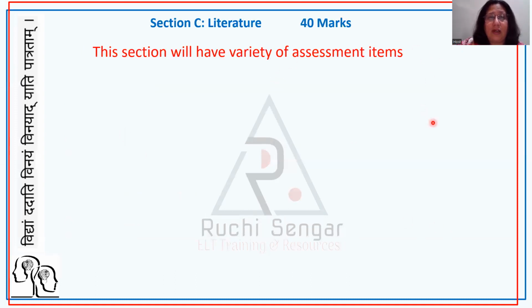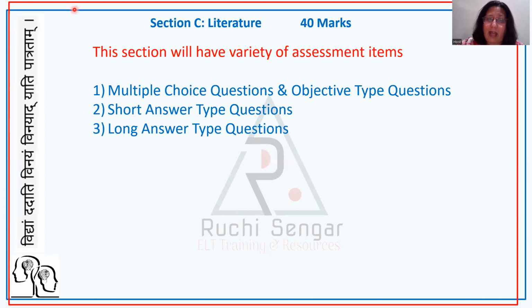Now we come to literature. How many marks is literature? 40 marks. So there's going to be a variety of assessment items. You will have these.